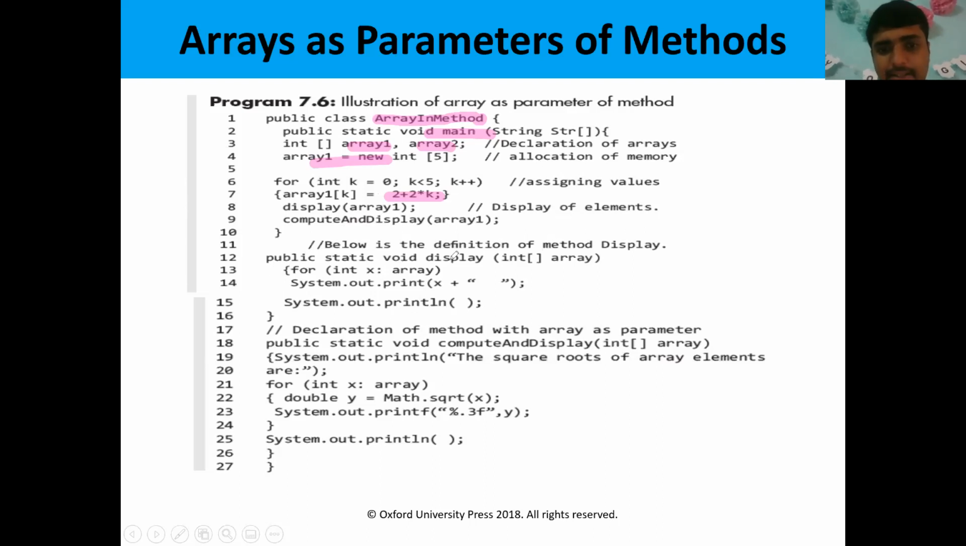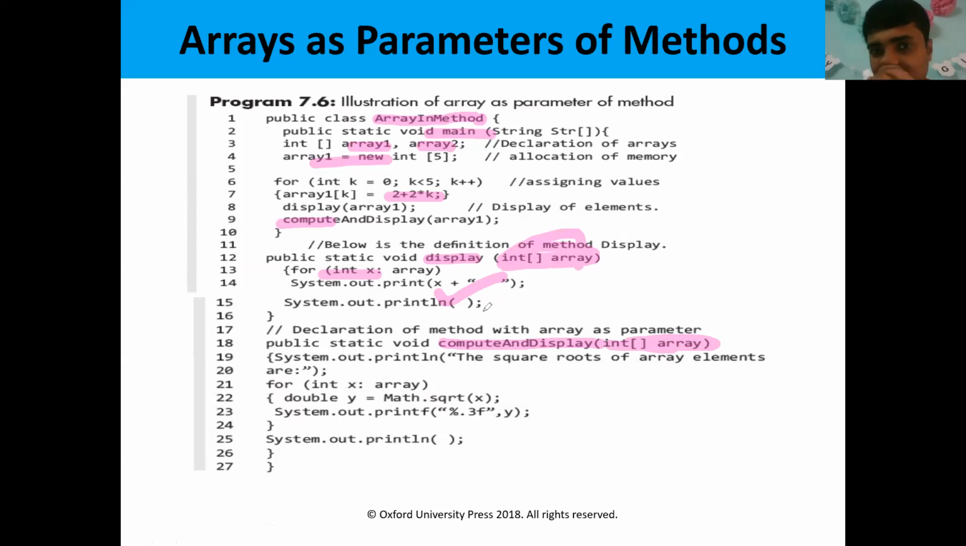So let us see the method display. We are passing the array as an argument for the method display. By using the for each loop, the array is displayed here. Then he's calling another method, compute and display. Let us check the code for compute and display. Here also he is passing the parameter as an array. He's calculating some computation, that is the square root of each value of the array.